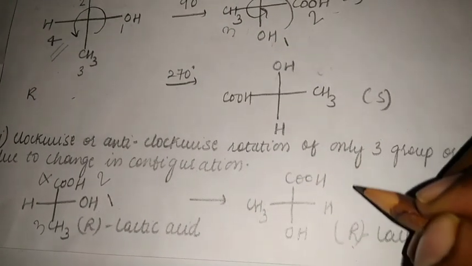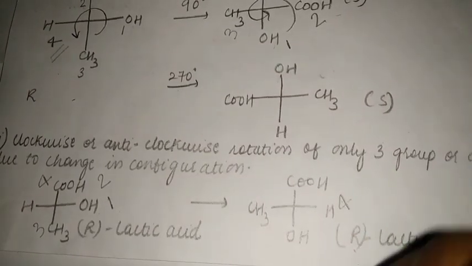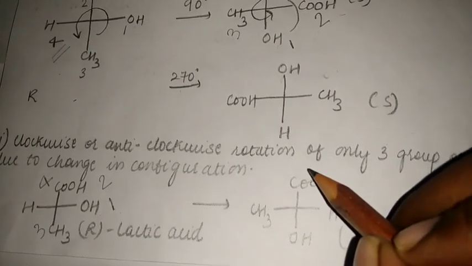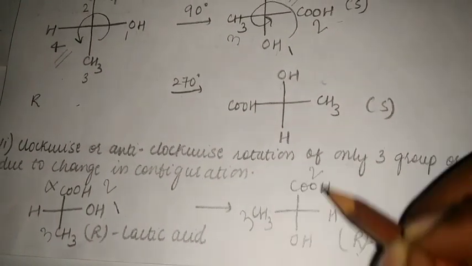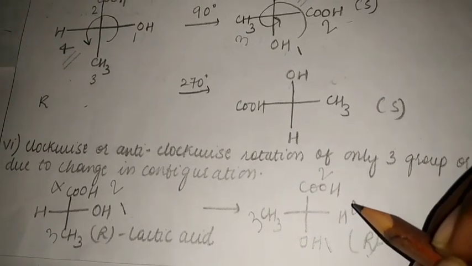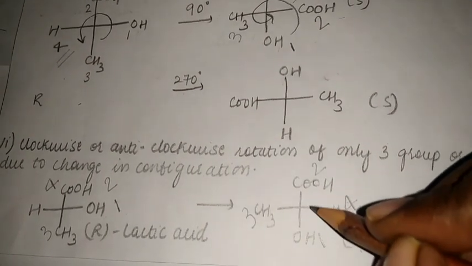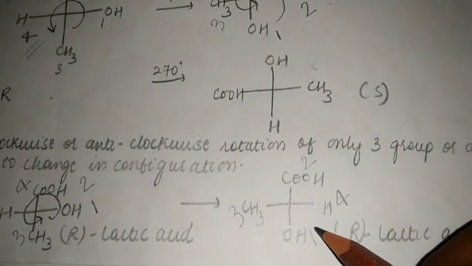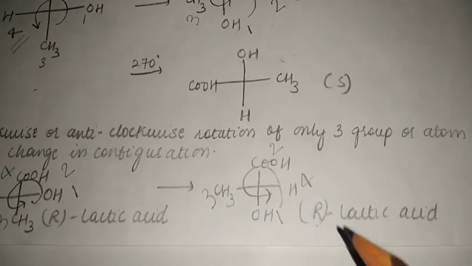So what we can see is the fourth group comes here, and it becomes 3, it becomes 2, it becomes 1, and it is rotating in anti-clockwise direction, 1 2 3. Here it is rotating like this, and here also it is rotating like this only, 1 2 3. So the configuration of the molecule is not changed.